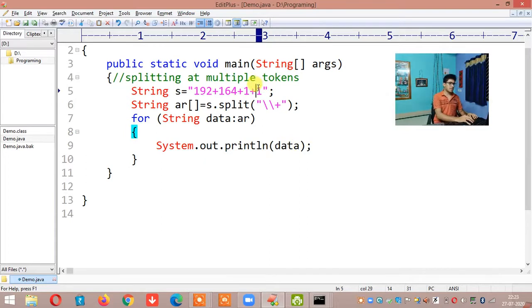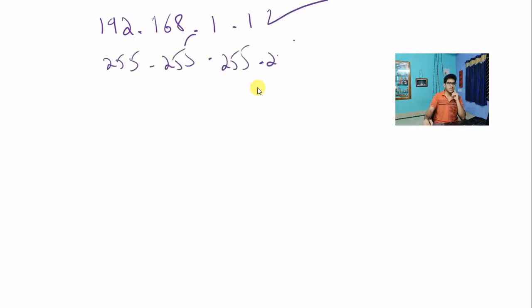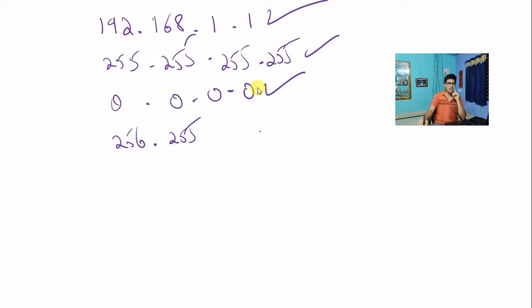Okay. So now we have to tell whether our given expression, an IP address, is valid or invalid. Valid or invalid, we have to say. So what are the valid IP addresses? The valid IP addresses are 192.168.1.1, which is valid. 255.255.255.255 is valid. 0.0.0.0 is also valid. Okay, 256.255.300.255 is invalid.